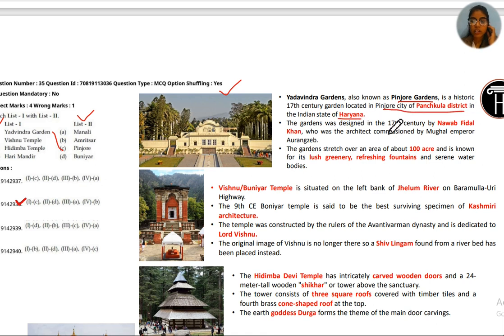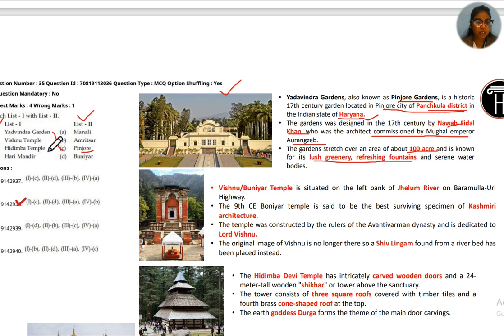Fine. The garden was designed in the 17th century by Nawab Fidai Khan, the architect commissioned by Mughal Emperor Aurangzeb. The important point is who designed this garden. His name was Nawab Fidai Khan. Now about the area of the garden: it comprises an area of 100 acres and is known for its lush greenery and refreshing fountains. It has many green areas, fountains, and scenic water bodies inside, in Pinjore, which is in Panchkula district in Haryana.